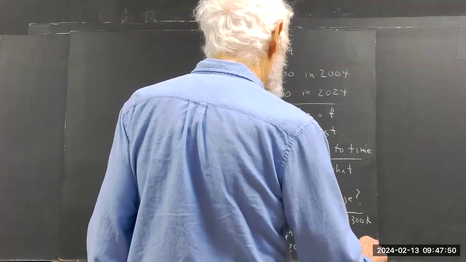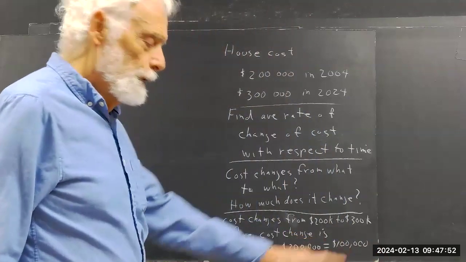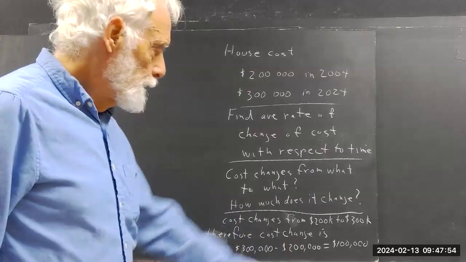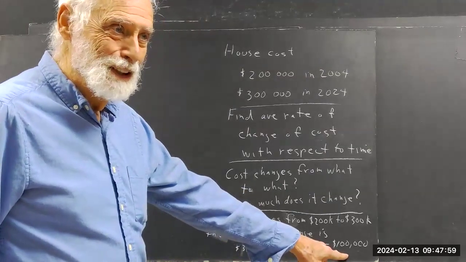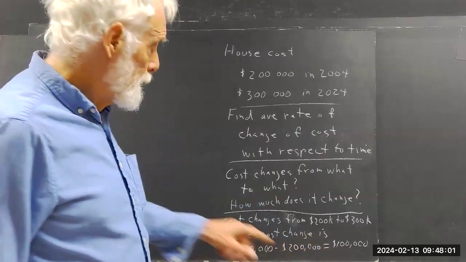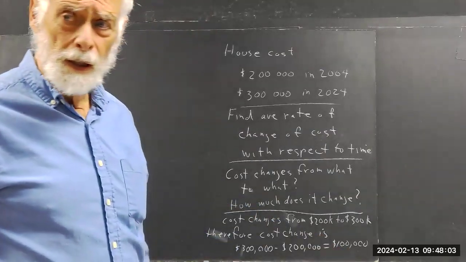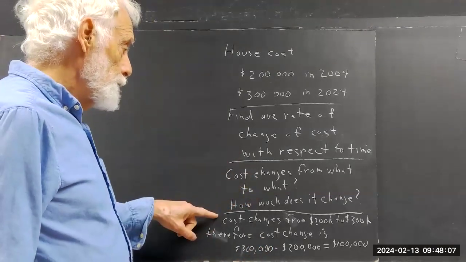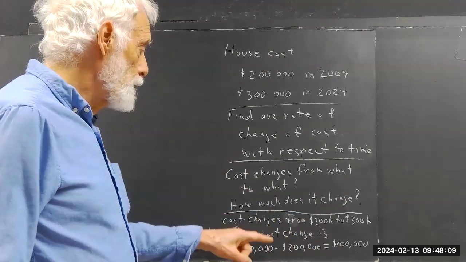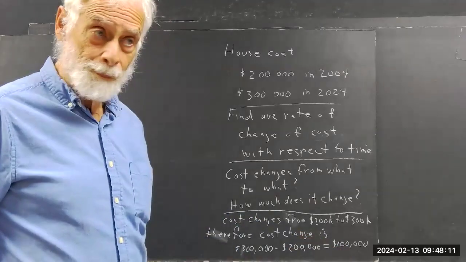What I get is people writing their paper, they'll write $100,000, and they won't write the rest of this out. Now, if I want a quick answer, then I want this. That's the first thing you write down, but then fill in what you did to get it and what it means. So we have a logical statement: the cost changes from this to this, therefore the cost change is this.